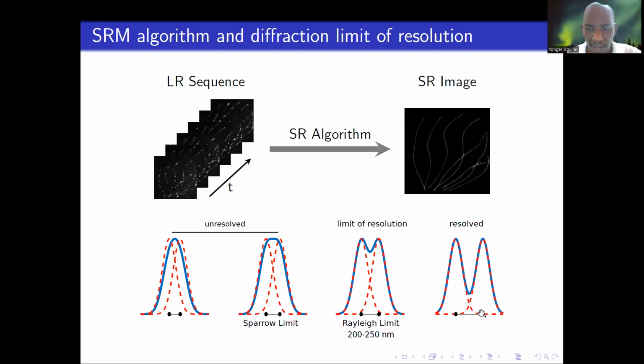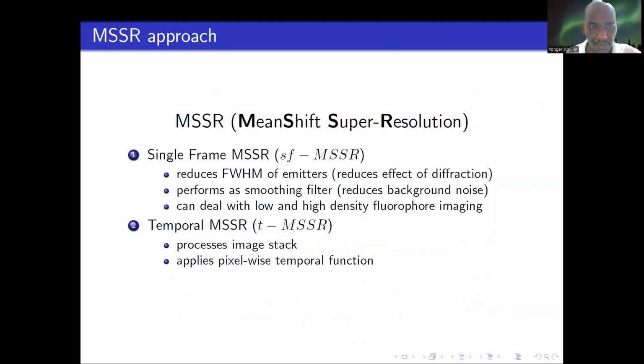If emitters are at a greater distance, we can say that they are resolved and we can distinguish these distributions. But if we have a lower distance than the limit of resolution, for example the Sparrow criterion, we can say that these emitters are unresolved, and we cannot distinguish these distributions.